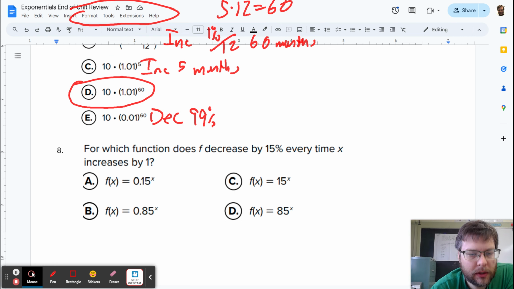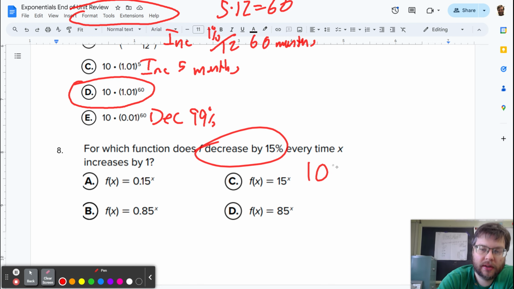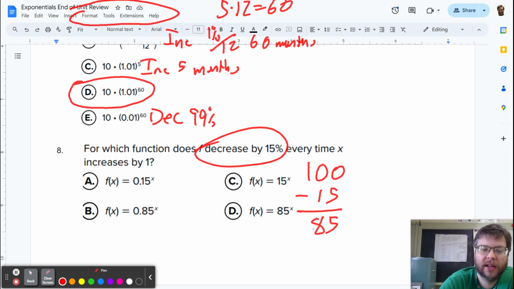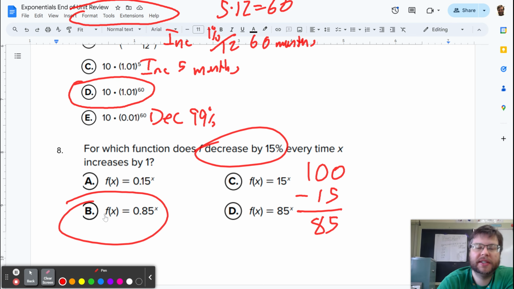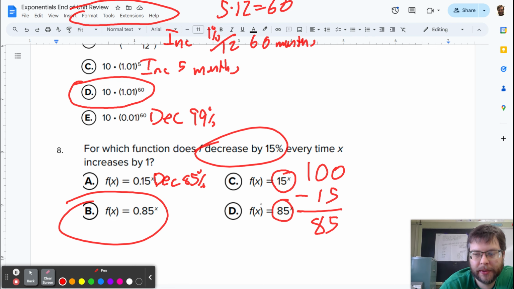And the last one, for which function does f decrease by 15%? Well, if you decrease by 15%, that means you're taking 15 out of 100% and you're left over with 85%. So part B is the one that decreases. Part A would decrease by 85%. Part C would get 15 times bigger, and D would get even 85 times bigger. So the only one that's correct is B.